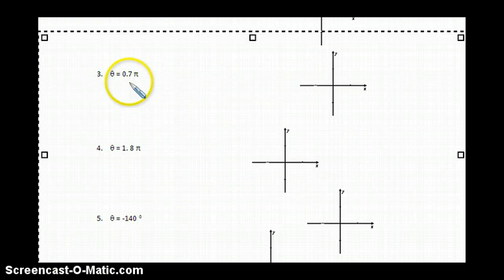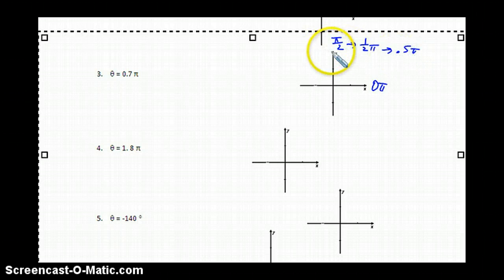Okay, taking a look at the next one. This time my angle here is in radians instead of degrees. So let's go through and label this in radians. That'd be 0 pi. This would be pi over 2, but notice that I'm given a decimal. So if I just convert that, that's the same as half pi, which is 0.5 pi. So up here would be 0.5 pi. This is the same as pi, or if I just put my number in there, it'd be 1 pi. And then this would be 3 pi over 2. As a decimal, that'd be 1.5 pi. And then finally, this would also be 2 pi.